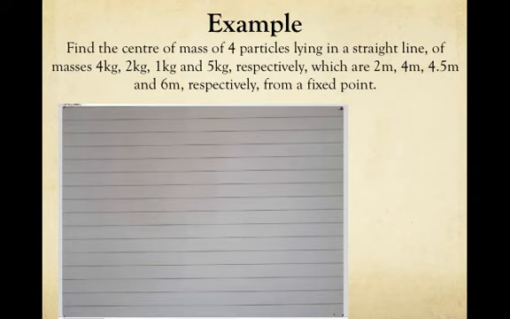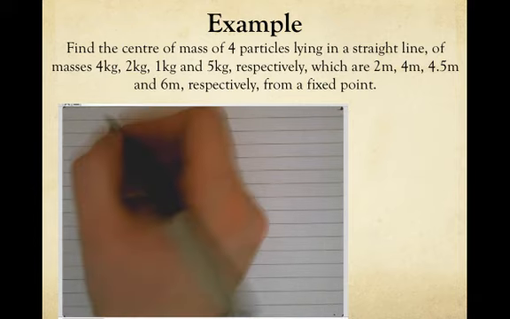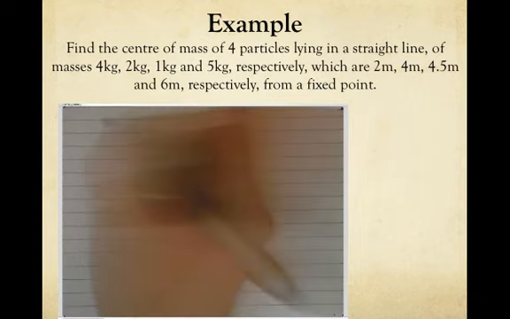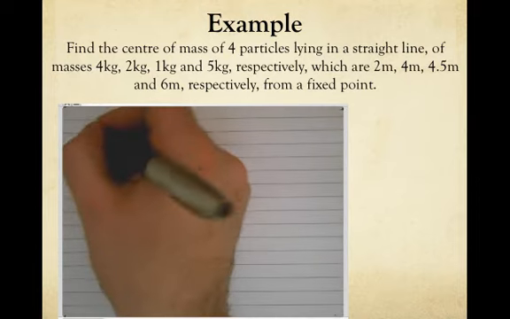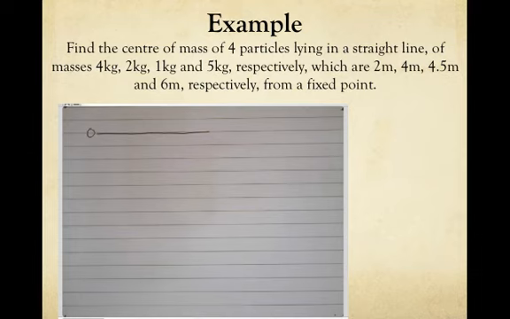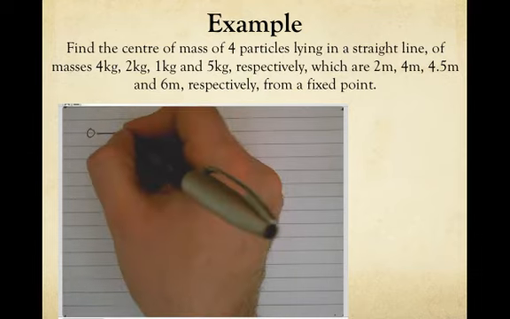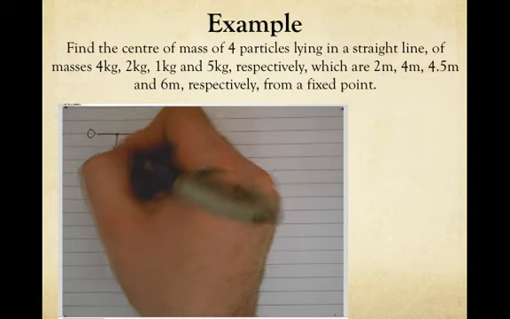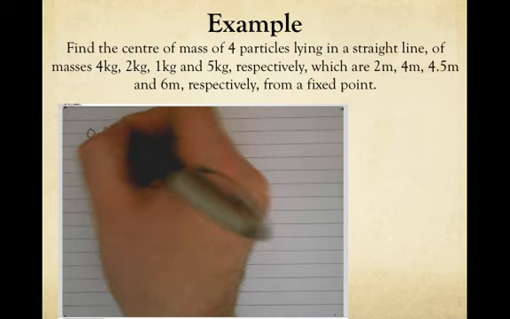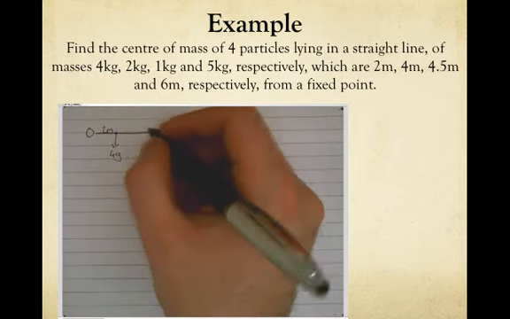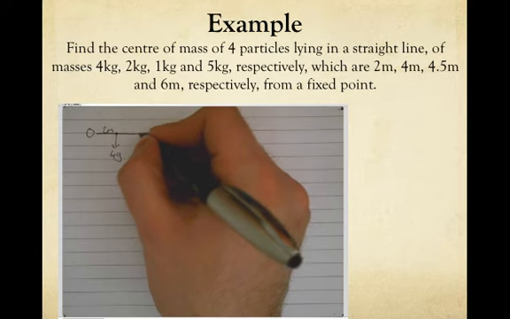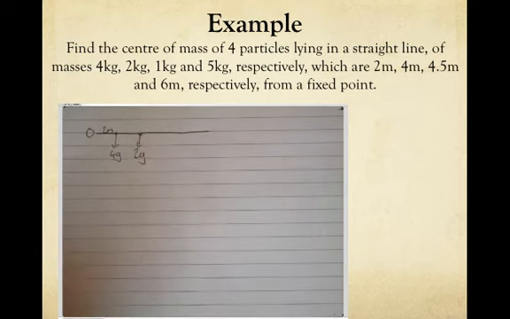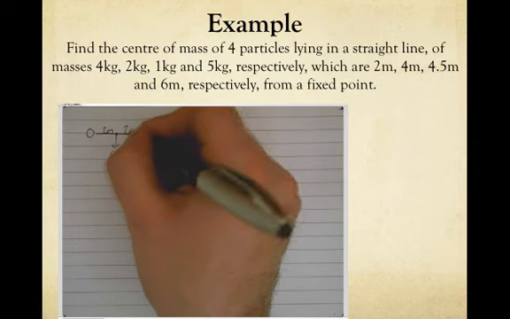As with any good mechanics question, the first thing we're going to do is draw a diagram. So we're dealing with 4 masses. It doesn't say they're on a rod or anything, but giving us a nice line to put them on will help. We'll start with our origin again. We've got 4 masses. We've got a mass of 4 kilograms, so 4g, which is at 2 meters. We've got a mass of 2 kilograms, so 2g, that's at 4 meters, so I'm just going to put that as another 2 meters along.